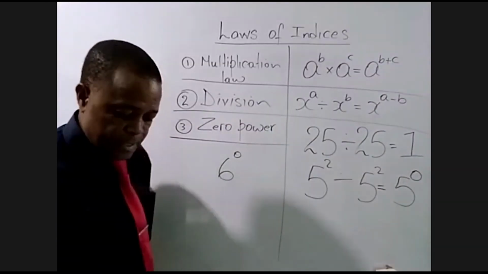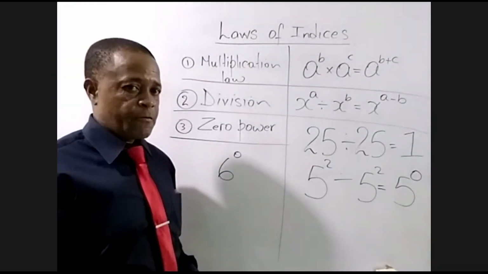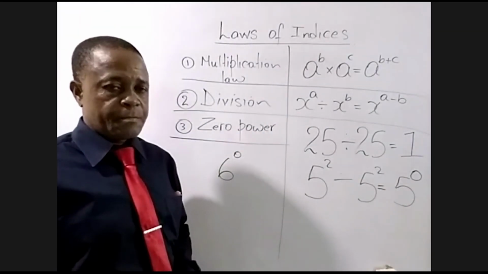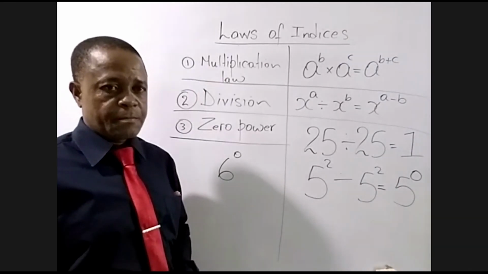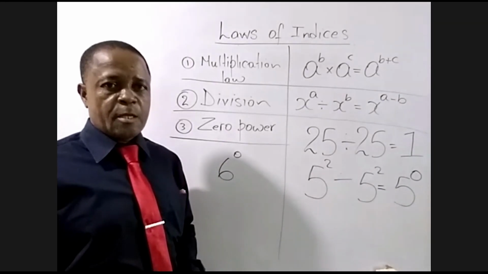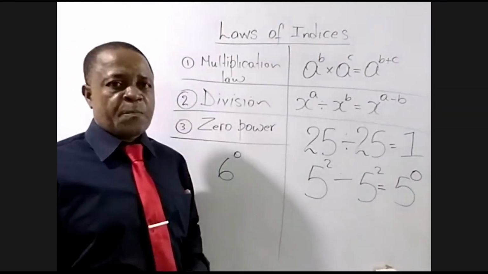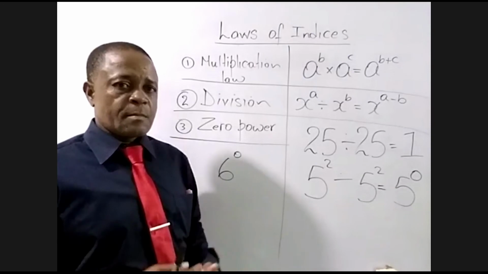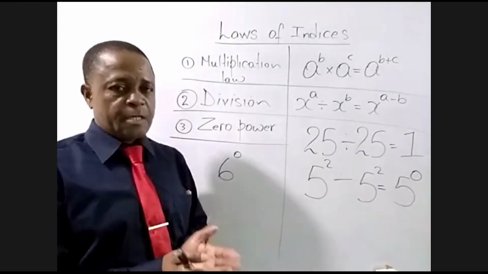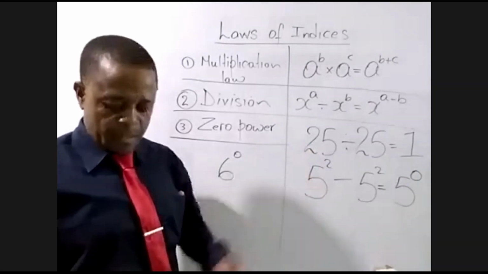Now, for you to write down your definition, I will just tell you what it is, and then you will quickly write it down, because this is very, very simple. Any number except for 0 raised to the power of 0 is equal to 1. Any number except for 0 raised to the power of 0 is going to be equal to 1. All right? So it's very, very simple.